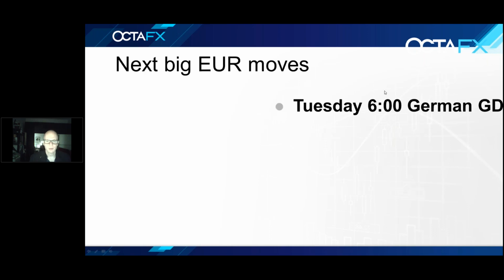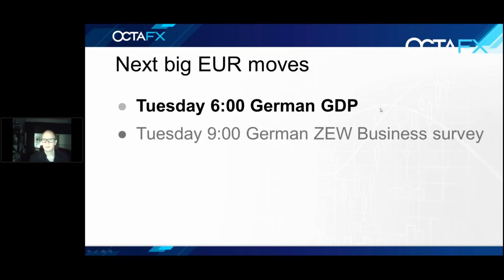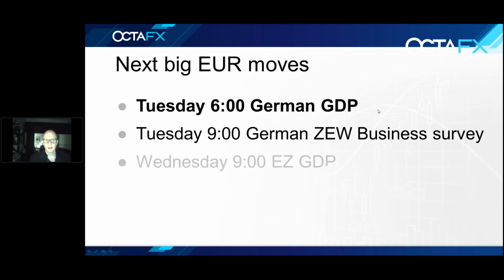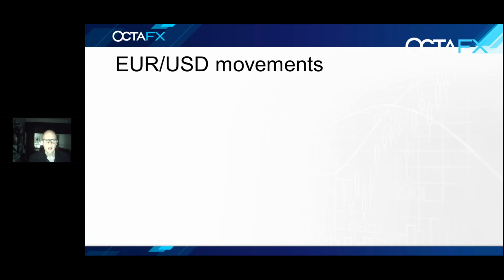Okay, next big euro moves. Looking already to next week, we have a first release of GDP, of the overall output of the economy from Germany, the largest country. We have the business survey, the ZEW one, could have some influence. After that, we have the Eurozone GDP, but German GDP has more influence, as we've seen in the past. On Thursday, we have the final inflation numbers. They came out above expectations in the initial read. They gave a boost to the euro. Let's see how the final numbers shape up.